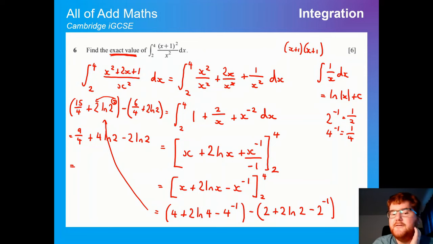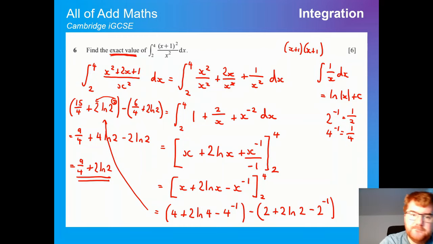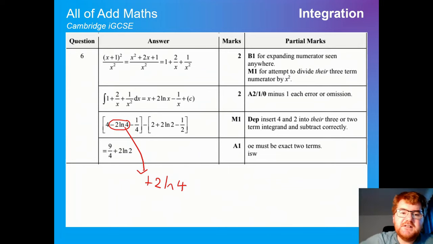And we can simplify this now quite easily. So we get 9 over 4, and then 4 ln 2 minus 2 ln 2. Imagine this is 4a minus 2a, where you just get 2a. So we get 2 ln 2. Now this is an exact value, remember, because I've written this in terms of a log. I haven't rushed to my calculator in this particular question. So you can check the answers here.